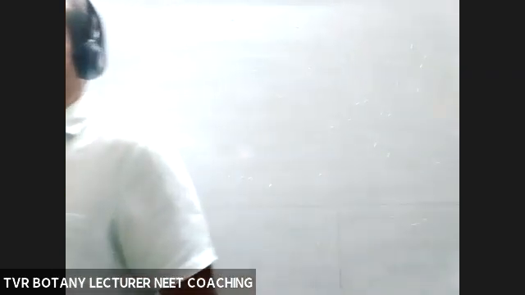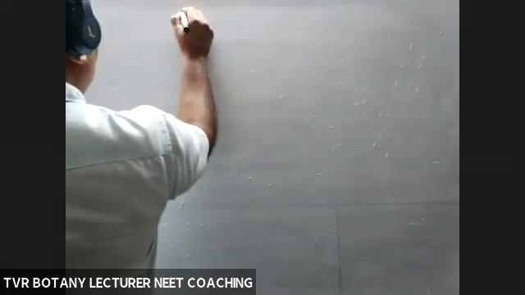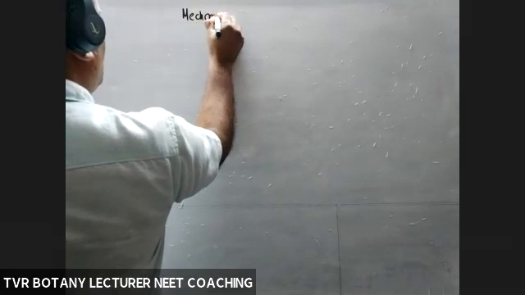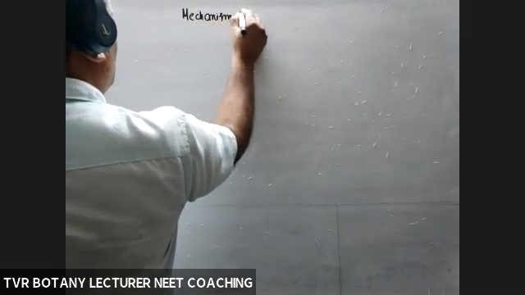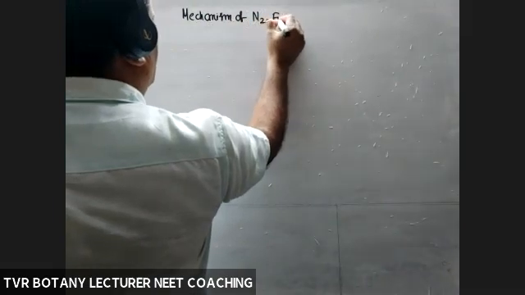Dear students, now we are going to discuss the mechanism of nitrogen fixation. With the help of dinitrogenase, how is Rhizobium able to reduce N triple bond N into ammonia? So, the mechanism of N2 fixation.